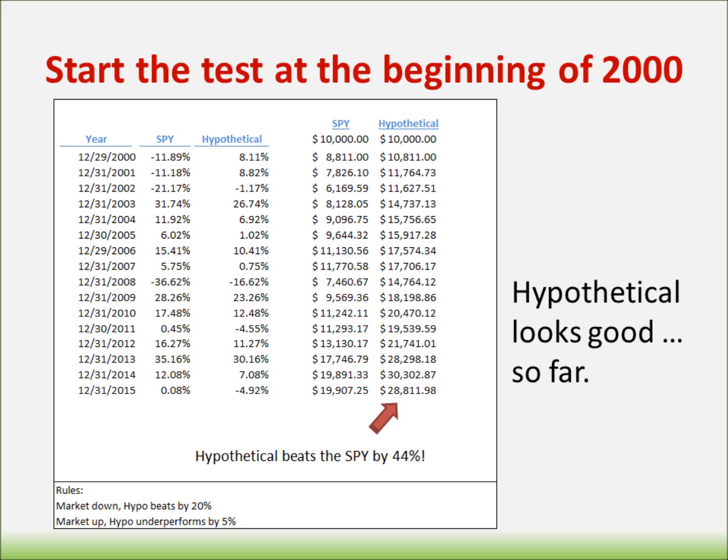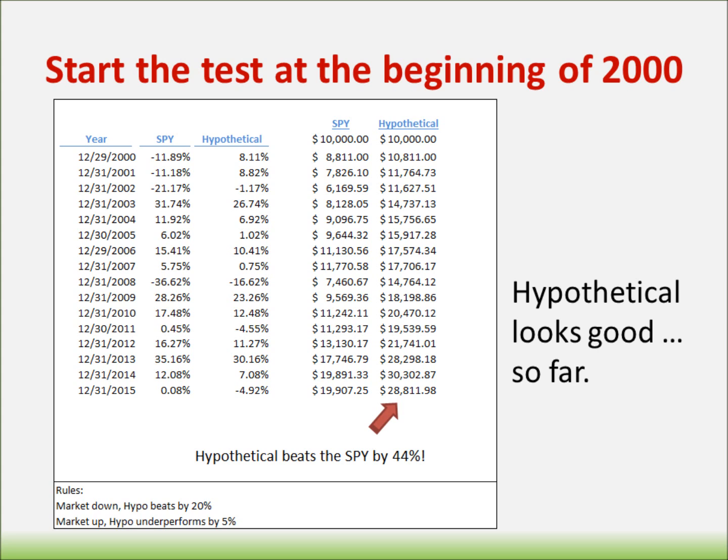You can see the annual returns for each strategy, and on the right hand side, each strategy starts out with $10,000, and you can see how their equity builds up all the way through the end of 2015. The SPY ends with a total equity value of $19,900, and the hypothetical does a whole lot better, ending up with $28,800, beating the SPY by 44%.